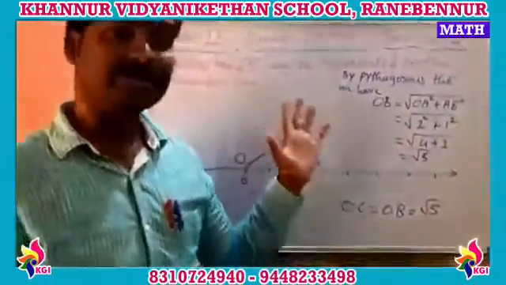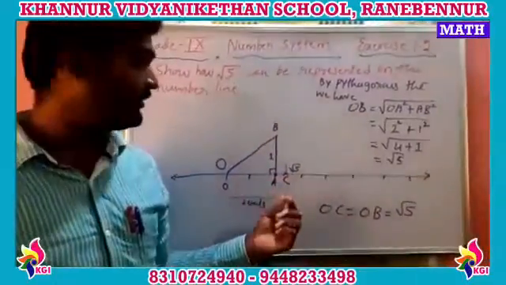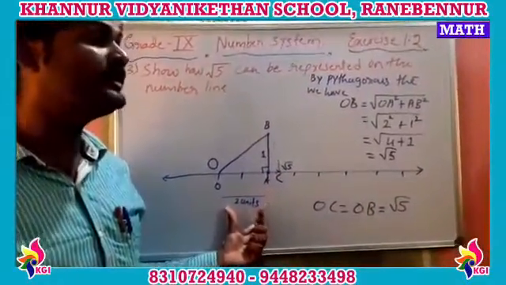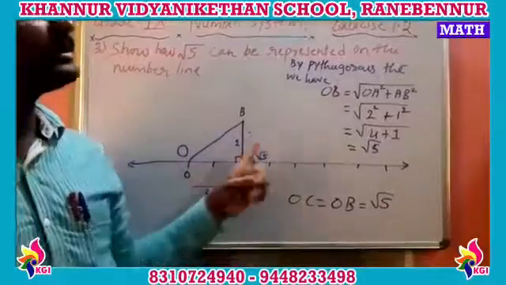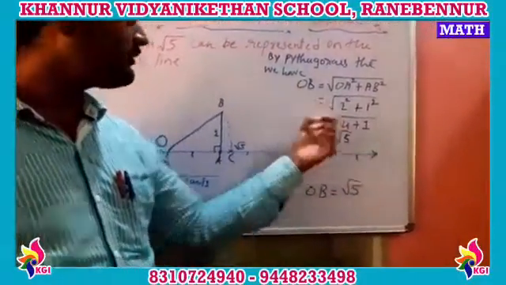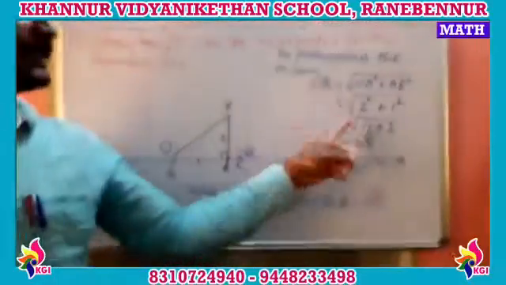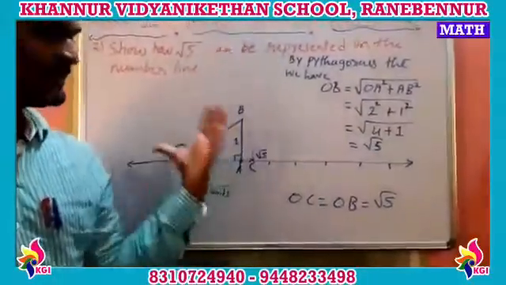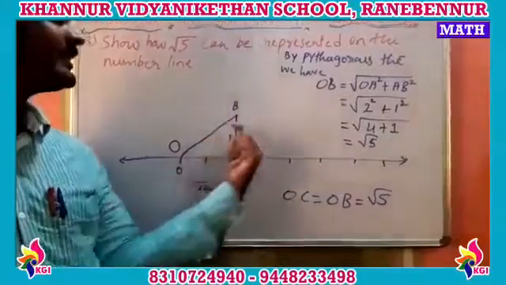So children, now you understood that I have not simply taken these values. Initially it was 2 units. Why? Because the square root of 4 was required. Then why have I taken 1 unit only? Because 4 plus 1 will be 5. That is the reason I have taken 2 units and 1 unit.